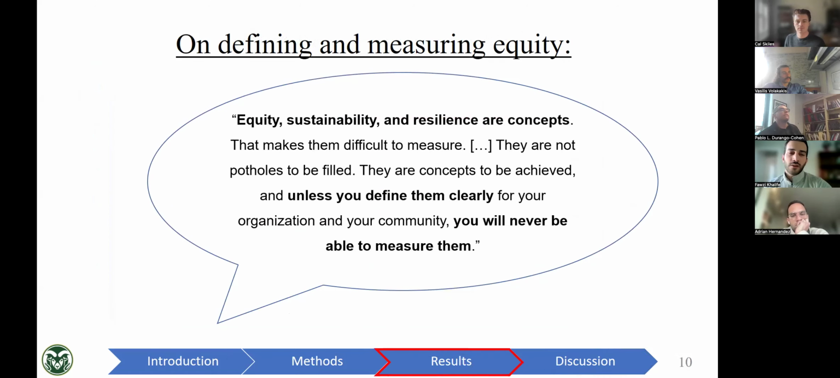From the interviews, one participant highlighted that equity is similar to sustainability and resilience. It's a concept, so unless we define it, we cannot actually measure it. Since it could be defined in several ways, there is geographic equity, racial equity, gender equity, and social equity. What does that mean in terms of what populations we focus on, in terms of including certain measures into the life cycle assessment of assets or projects and so on? That's why it's important for practitioners to define equity first in order to measure it. So I wanted to highlight this quote to show the relation between definition and measures.